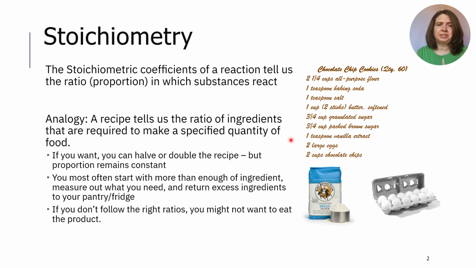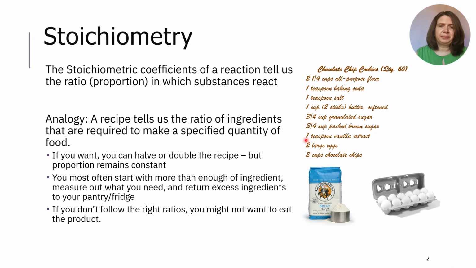A good analogy is a recipe. A recipe tells us the ratio of ingredients needed to make a certain amount of food. If we want to double the recipe, we must double every ingredient to keep the recipe proportional. Likewise, if we want to cut the recipe in half, we divide every ingredient by 2.